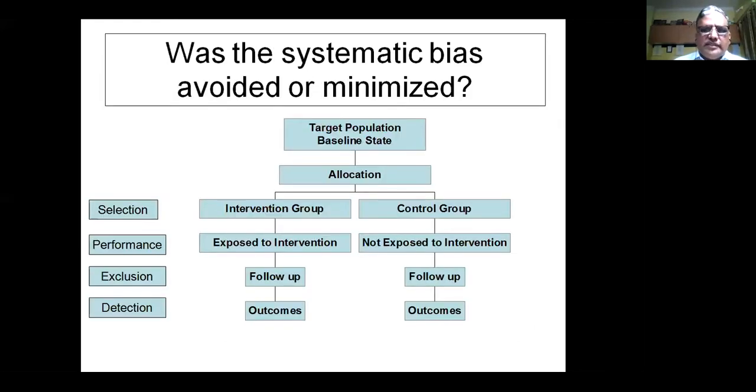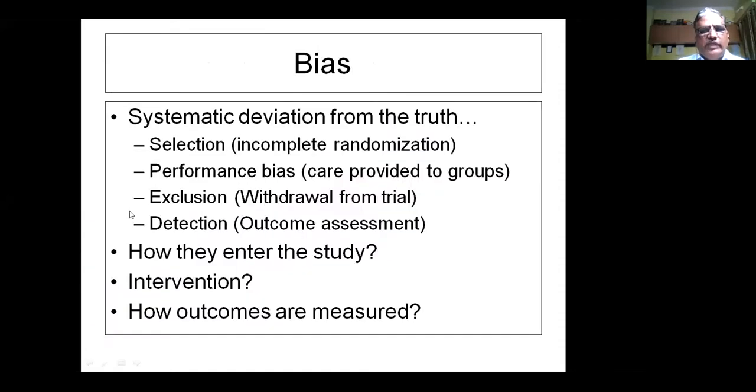Now, when you look at these methods, you also have to look very carefully, especially in a randomized trial, at how the groups in the intervention and control are flowing through the study, how the patients are selected, how they are given the treatment, and if there are any losses to follow up, how much loss to follow up, and whether there is any bias introduced there, and how the outcomes are measured. So selection, performance, exclusion, and detection, you can short form this as SPED, SPADE. And we'll see what this is.